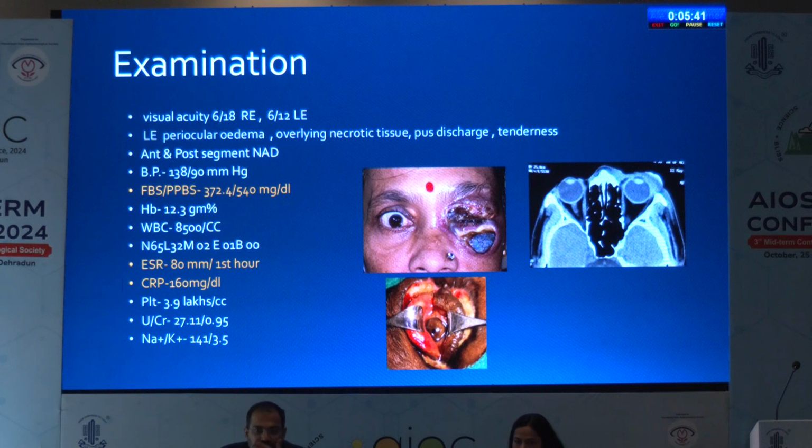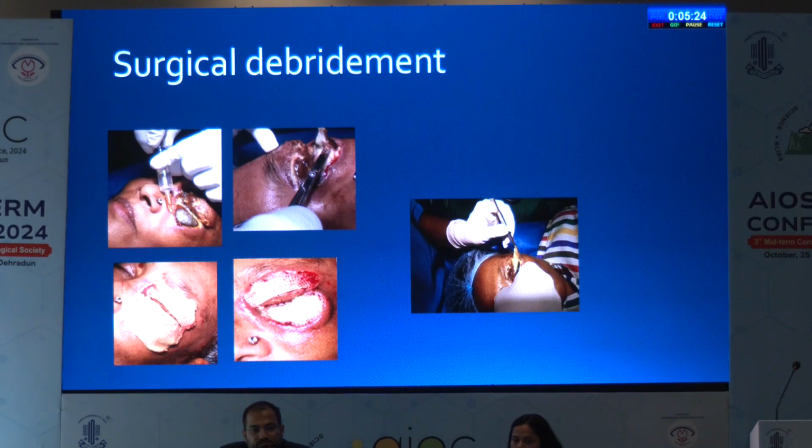This was the blood investigations picture. Though the patient had no history of diabetes, the blood sugar was very high. WBC count was also high, ESR high, and CRP was very high. So on the very first day, we did surgical debridement of the area and gelone dressing. And this was continued for the next 1 week.